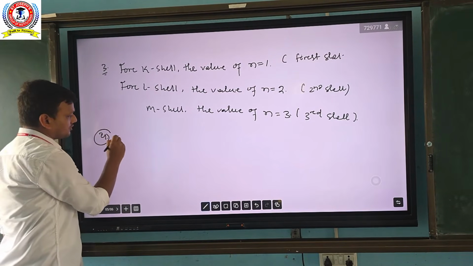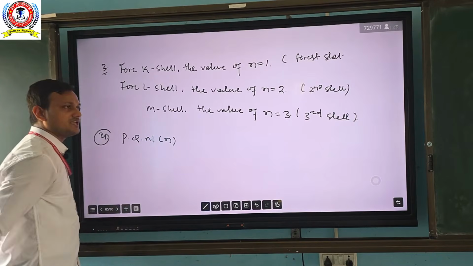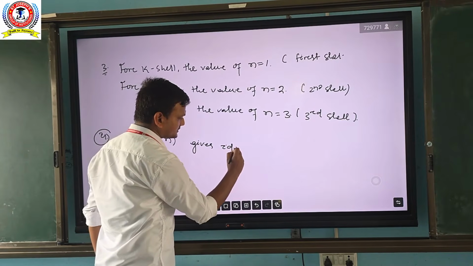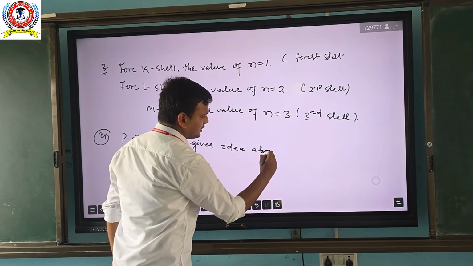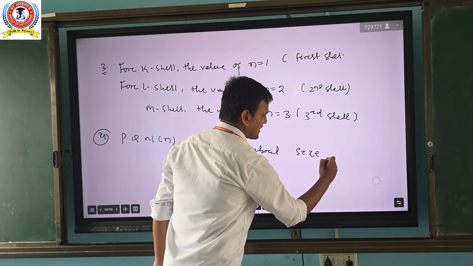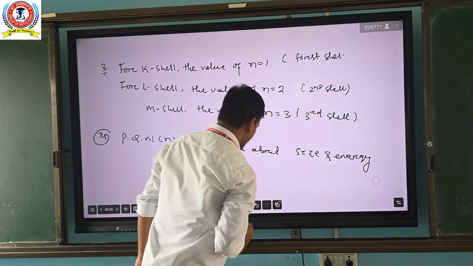Next, the principal quantum number, which is represented by n, gives an idea about the size and energy of the cell.